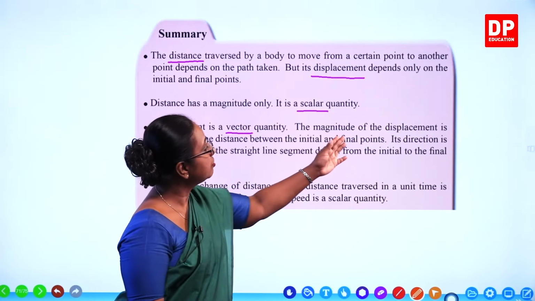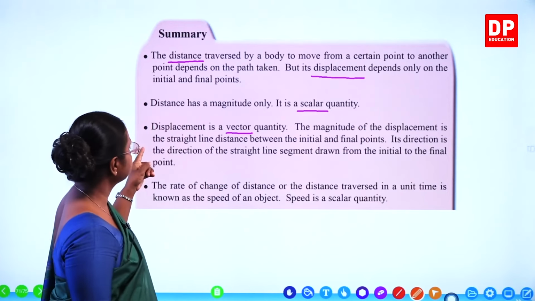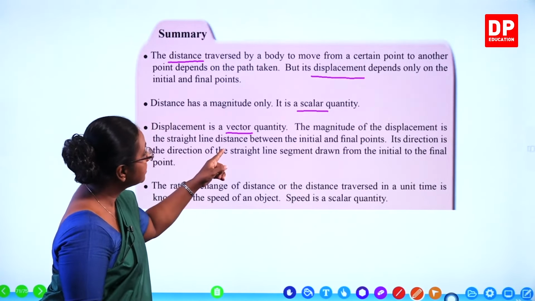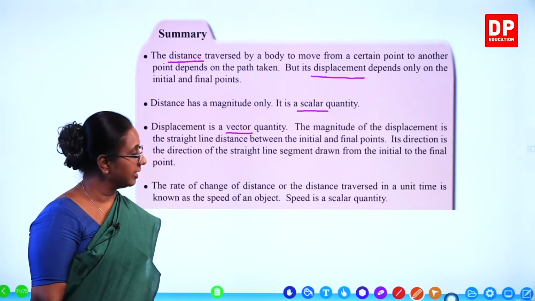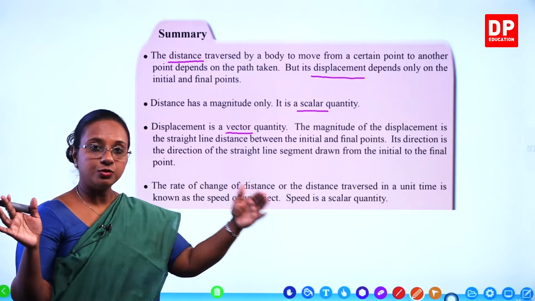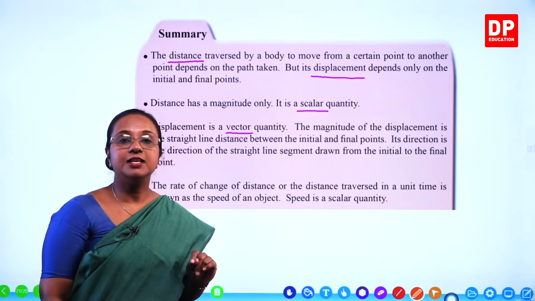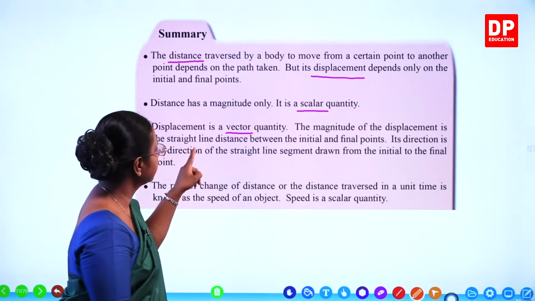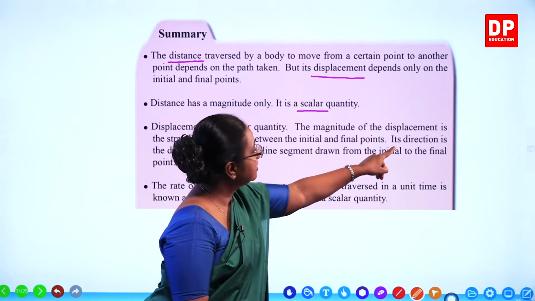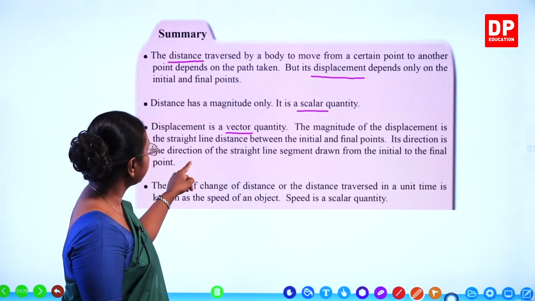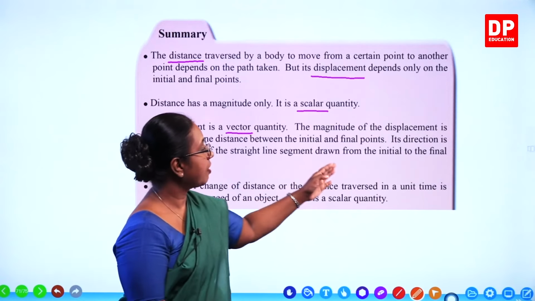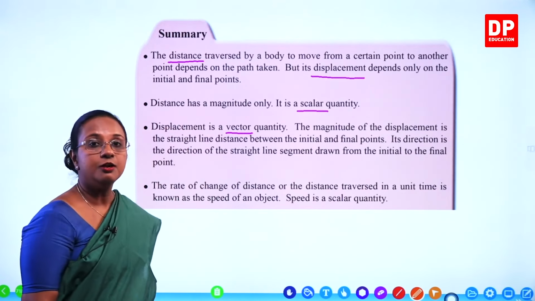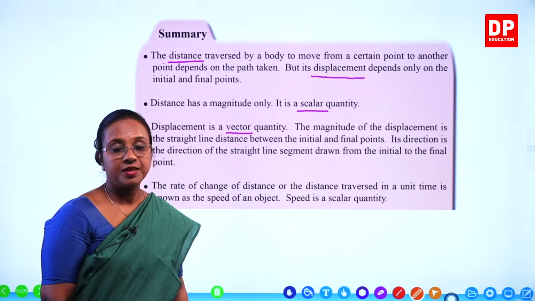The magnitude of the displacement is the straight line distance between the initial and the final points. So when there are 2 points, the straight line gives you the shortest distance. Its direction is the direction of the straight line segment drawn from the initial to the final point.